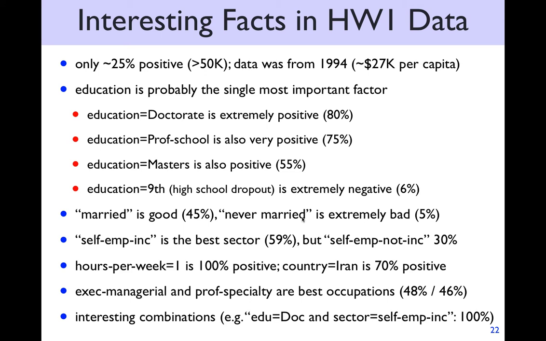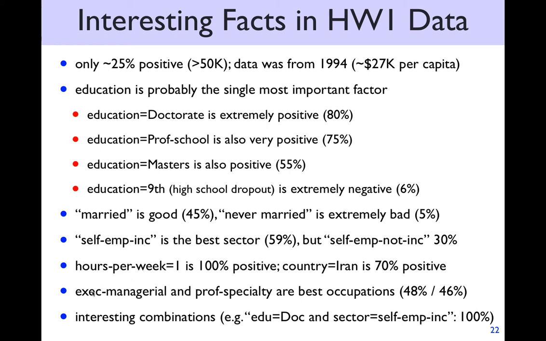That is very interesting. In terms of the employment sector, self-employed incorporated is by far the best. Okay, it's 59% positive. Because you have a company and that company is actually not a small company, it's actually incorporated. Right? So if you have a company but not incorporated, it's only 30%, right? Hours per week equals 1 is actually 100%. Why? Because that person is just sitting on the investment, right? Country equals Iran is actually 70% positive. Iranian Americans mostly working highly paid jobs, right?